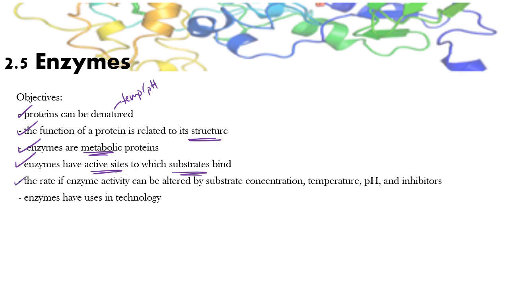We can change the rate of enzyme activity by changing substrate concentrations, by changing temperature, by changing pH, and by adding some different kinds of inhibitors. And of course, we use those enzymes quite a bit in technology. Great work today.